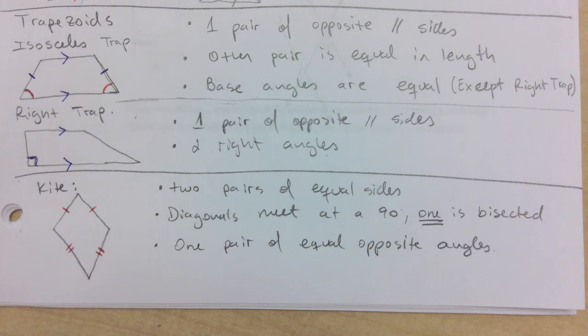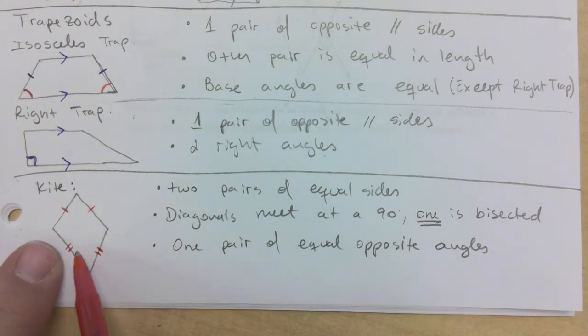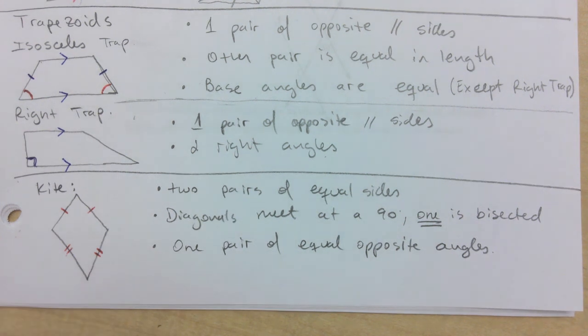And I'll just tell you something here. Pay very close attention. If all four sides were to be the same, it would cease to be a kite and you would call it a rhombus. Because then it would fit the definition of a rhombus where all four sides are the same. So you kind of have to know the similarities, but the differences as well.